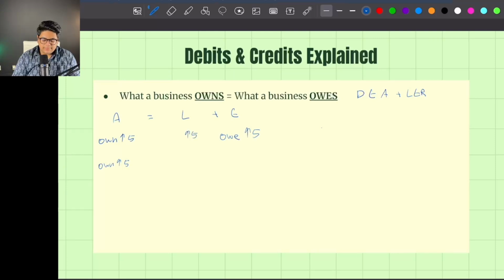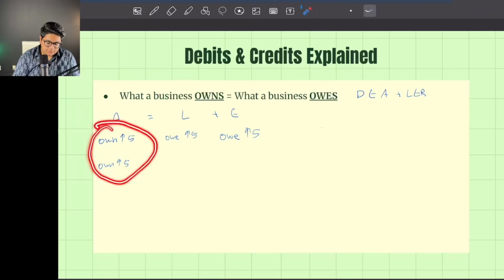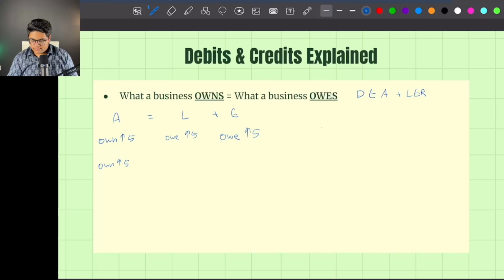So now your liabilities have increased by $5, but this liability is not something that the business owns. This is something that the business owes to someone else, right? In this case, the business owes $5 to the bank. So now you have $10 of stuff that the business owns and $10 of stuff that the business owes. So again, we're good with assets. Assets is just the asset account. Liabilities is just the liabilities account.